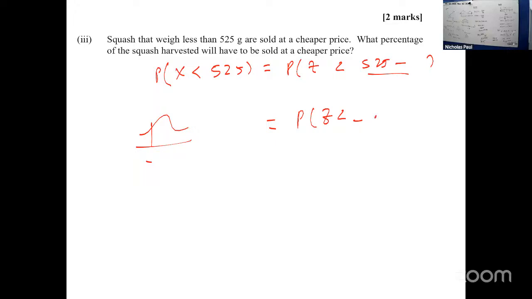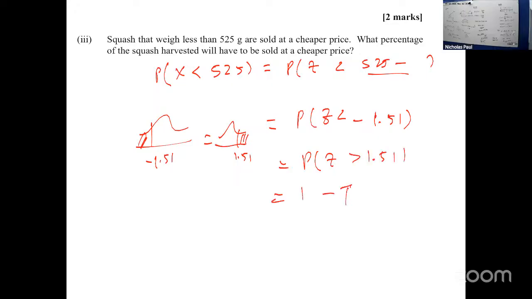What was it? Z less than what? Minus 1.51. Right? So that'll be here, minus 1.51. That's the same as more than 1.51, right? So that's the same as probability of Z is more than 1.51. So that'll be 1 minus phi of 1.51. And you all got 0.0655. And then convert to percent, that's times 100, 6.55%.